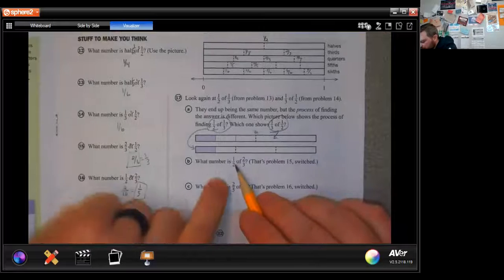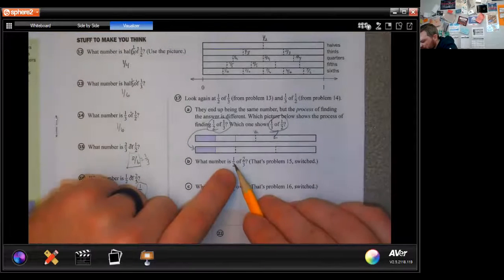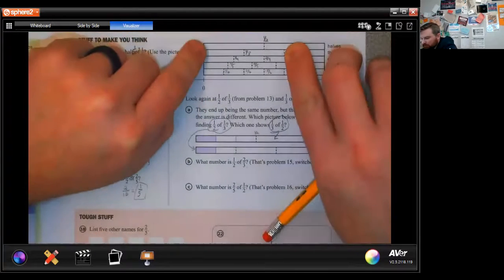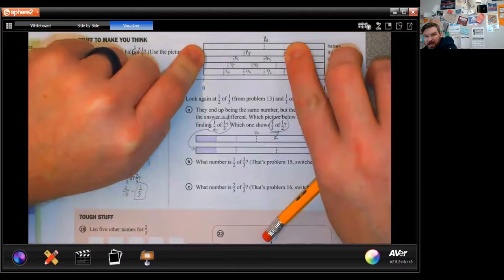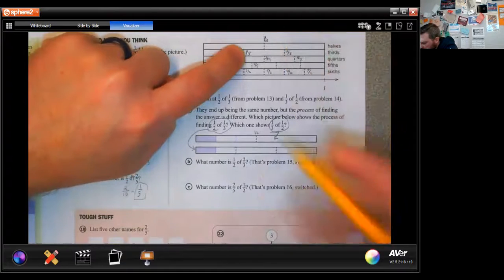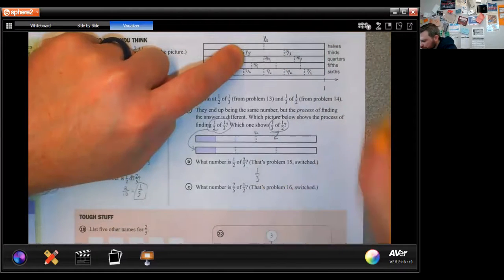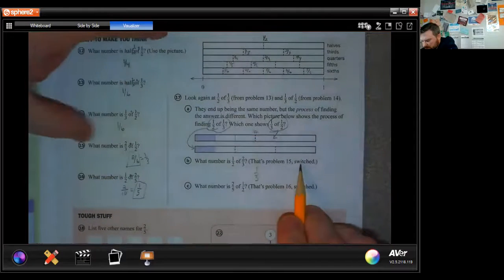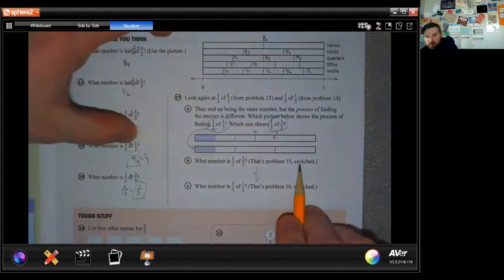What number is 1/2 of 2/3? Okay, so half of 2/3. So if I take 2/3 and I break that in half, halfway is 1/3. Okay, that's problem 15 switched. So this problem switched around. Okay, still got the same answer.